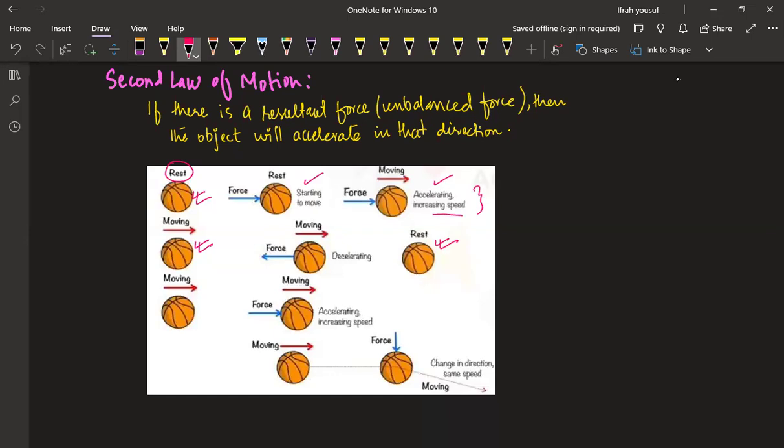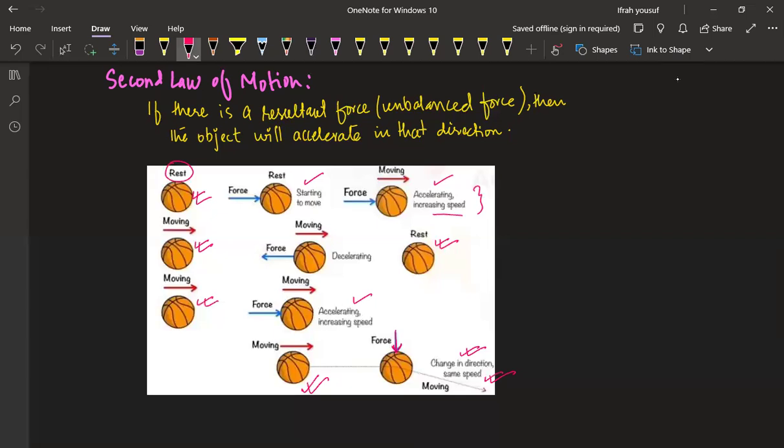And if the object is moving and we apply an unbalanced force in the direction of the motion, what will happen? The body is going to speed up, and it will start moving with a greater speed. You can also see here that if the object is moving and we apply a force perpendicular to the direction of motion, there's a change in direction with the same speed. Here we have not changed the speed, but the direction.